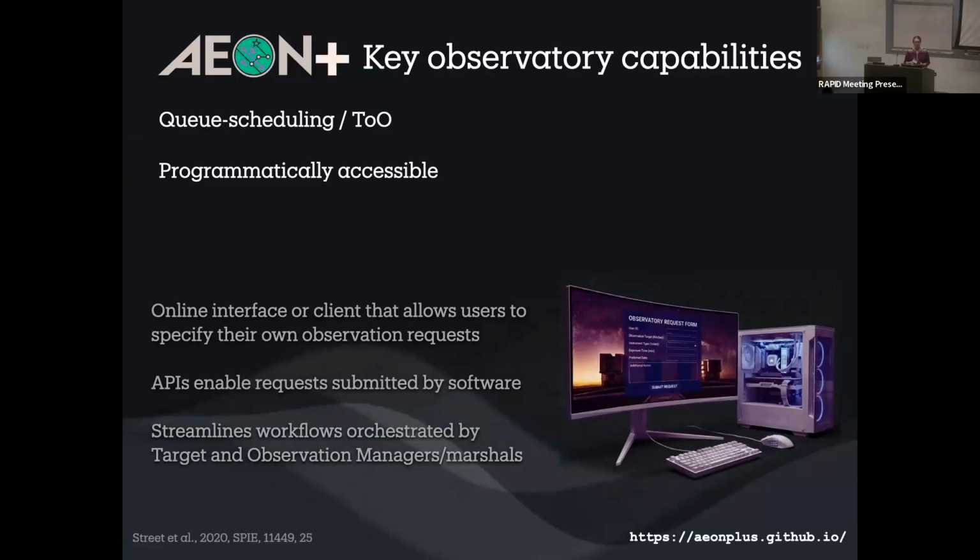This is either through some kind of online interface or client where the astronomer community can describe the observations they request and simply send them in. If this has API capability, this enables much more efficient workflows from the astronomer side using tools such as the target of observation managers or Marshall systems, which can really automate the workflow and speed up the response.